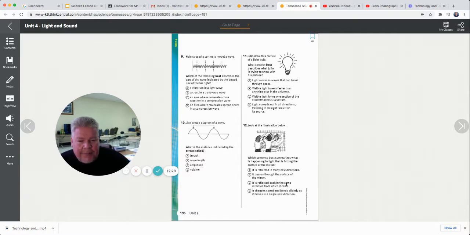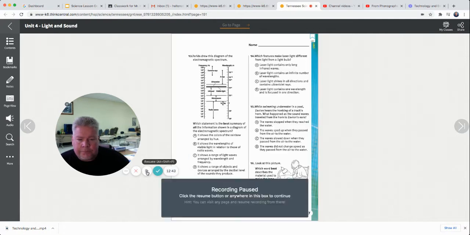It's reflected back in the same direction from where it came. So it's directed off of her nose right back to her face. That's why we can see herself straight across from where we are. Go ahead and turn to page 197 in your book.